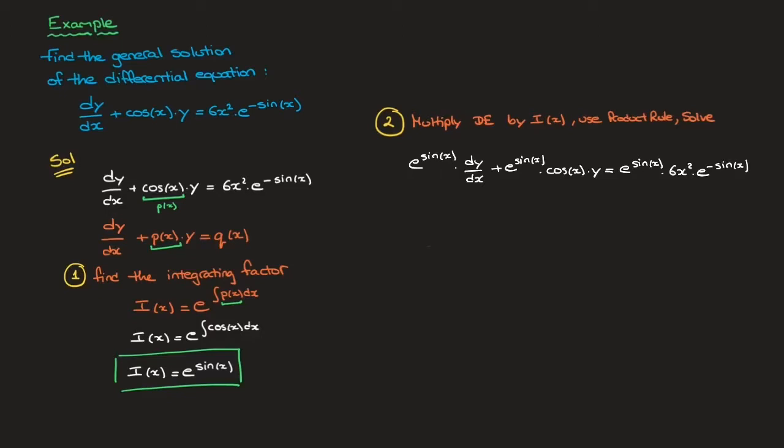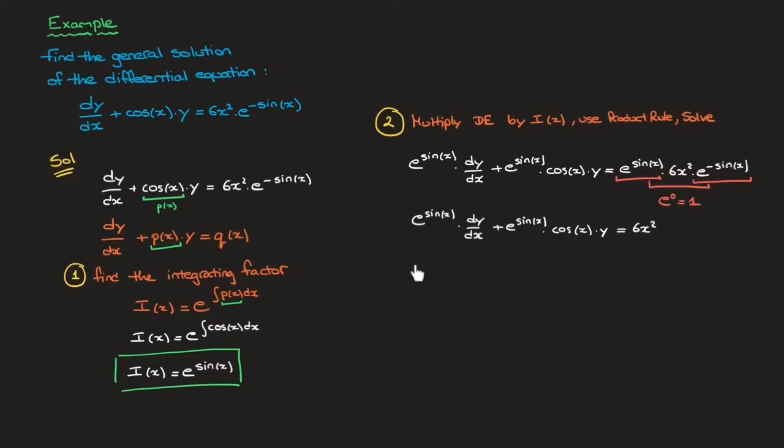Looking at the right-hand side of the equation, we notice that this e to the sine of x and this e to the negative sine of x, when multiplied together, will lead to e to the 0, and that's just equal to 1. Consequently, the right-hand side will just be left with 6x squared. So we have e to the sine of x times dy/dx plus e to the sine of x times cosine of x times y equals 6x squared.